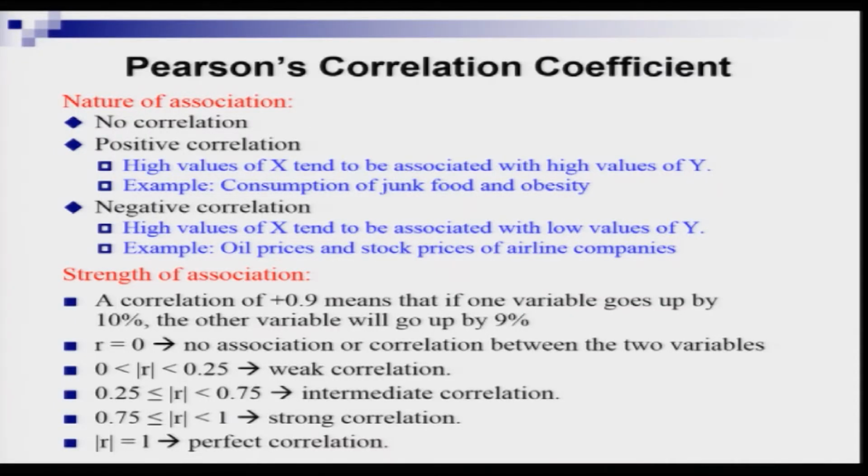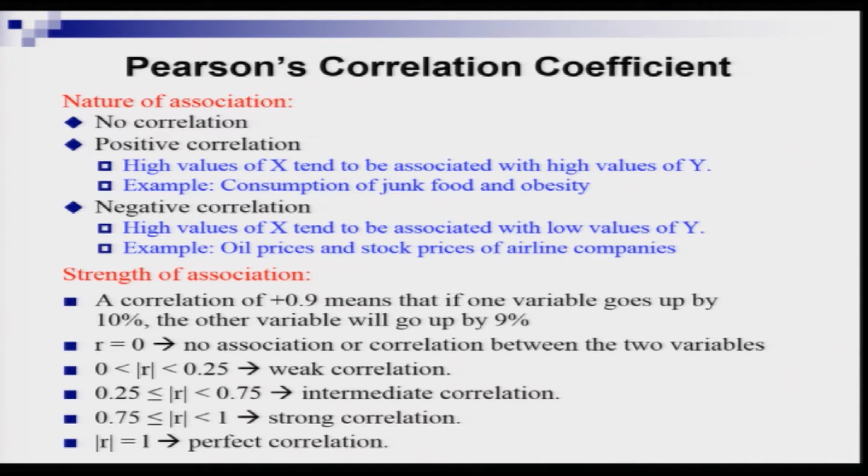So, we compute the score, and then the absolute magnitude of the score, the Pearson correlation coefficient score, will tell about the strength of the linear relationship that exists between two variables. I will now talk about the strength of the association, and let me spend a couple of seconds on interpreting a particular value of r, the sample correlation coefficient. If you find a correlation of say 0.9, then that means that if one variable goes up by 10%, the other variable is expected to go up by 9%.